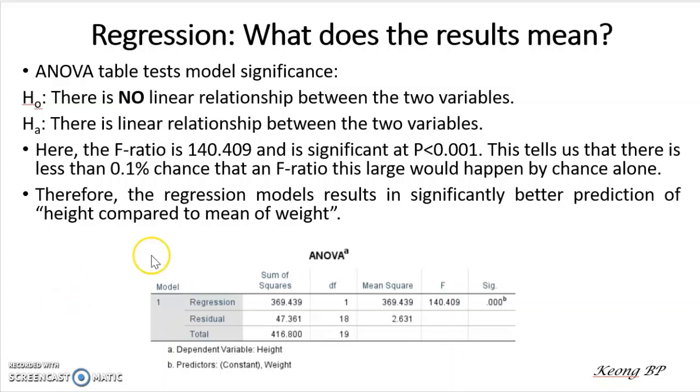In any ANOVA test analysis, two hypotheses will be postulated, as you have learned in the previous chapter. The first is the null hypothesis, and the second is the alternative hypothesis. The null hypothesis will always say there is no significant difference, and the alternative hypothesis will always say there is a significant difference. But for regression, the null hypothesis says there is no linear relationship between the two variables, which in our example are height and weight. The alternative hypothesis says there is a linear relationship between the two variables.